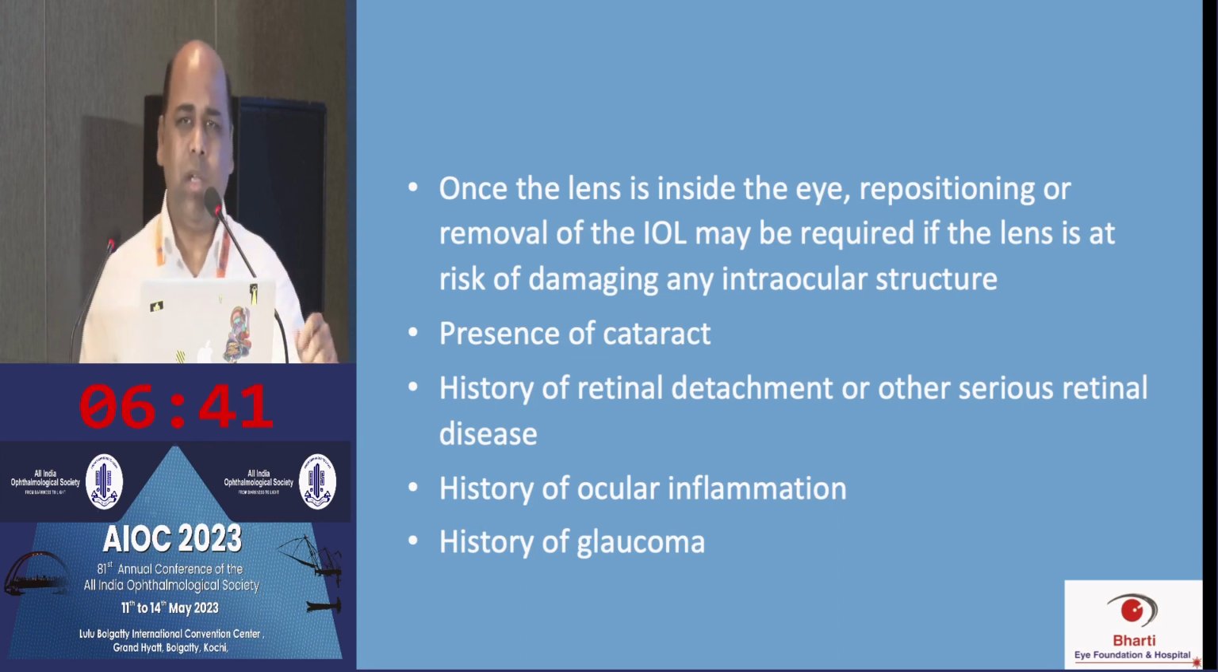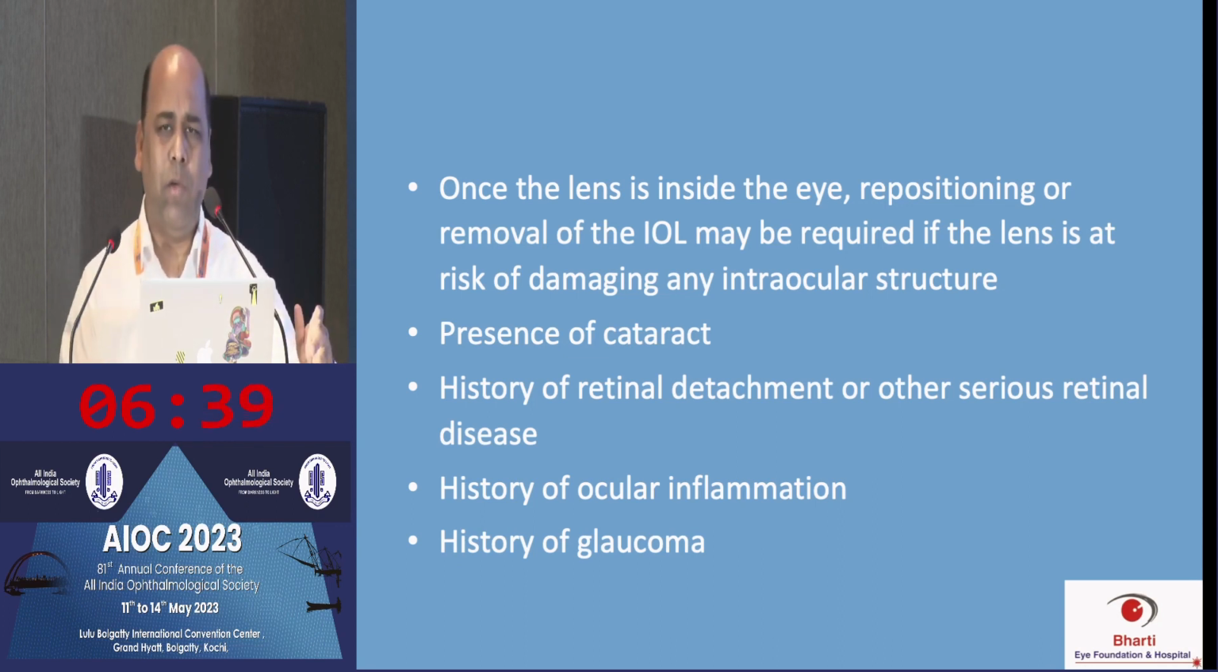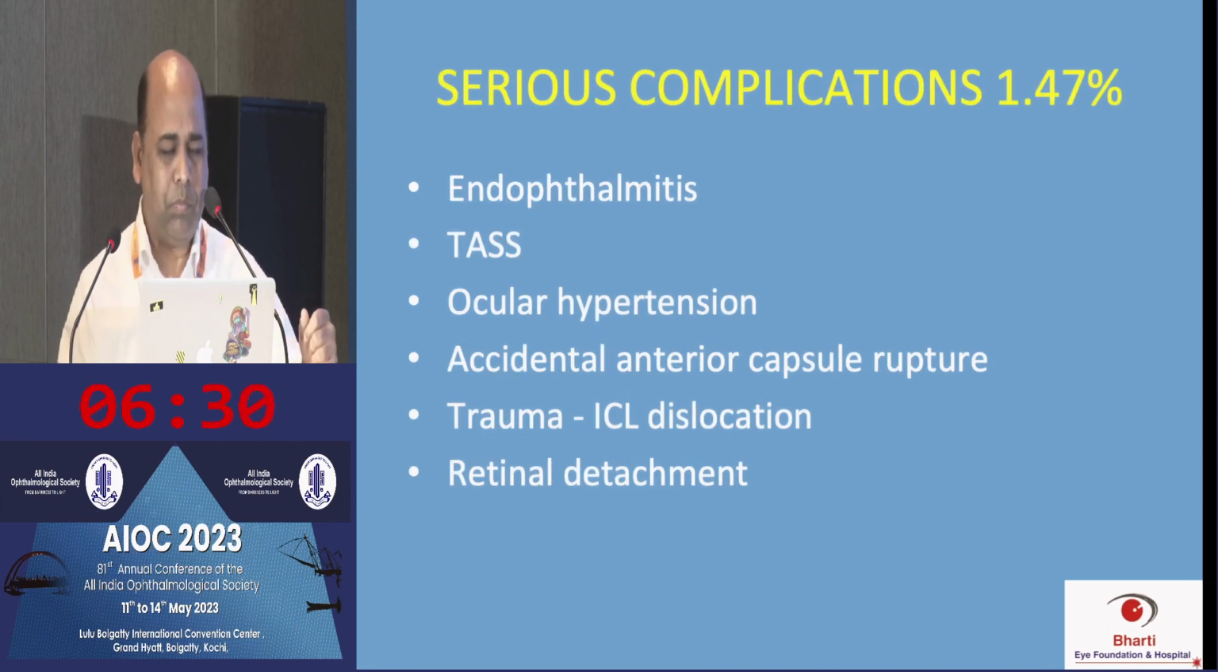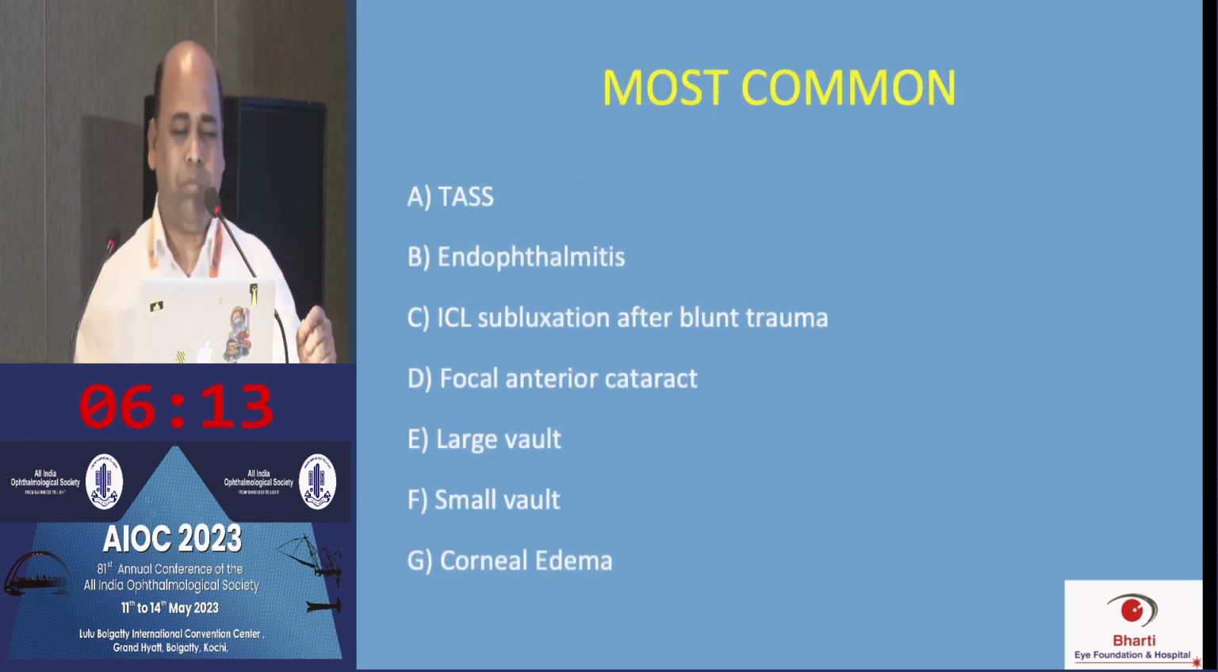Many patients have high myopia, so they have pathological myopia or amblyopia, or the perceptive visual acuity is not that great. So the patient should know what is going to be achieved after ICL. And these are some of the serious complications that you can encounter after ICL, although the rates are very low, like endophthalmitis, TASS, ocular hypertension, accidental anterior capsule rupture, trauma, ICL dislocation, and retinal detachment.